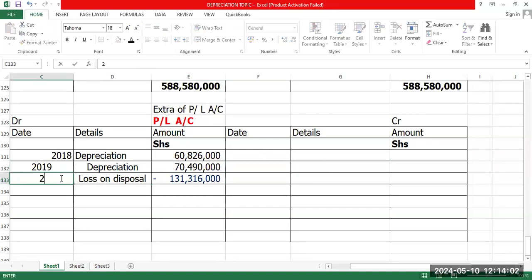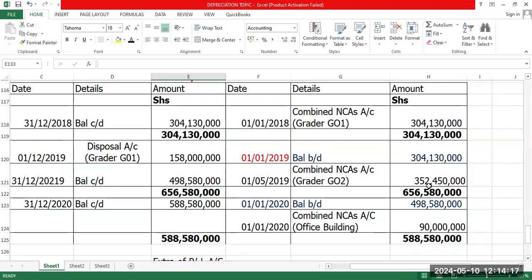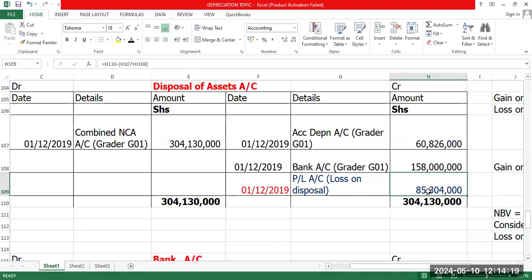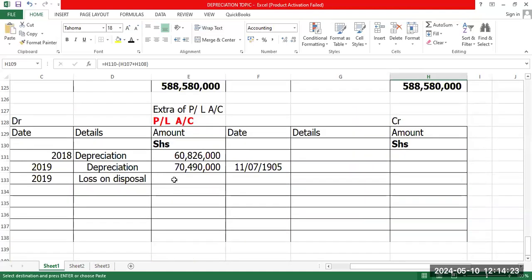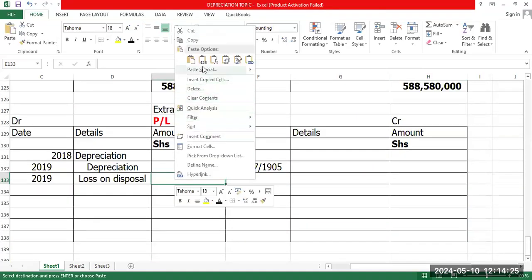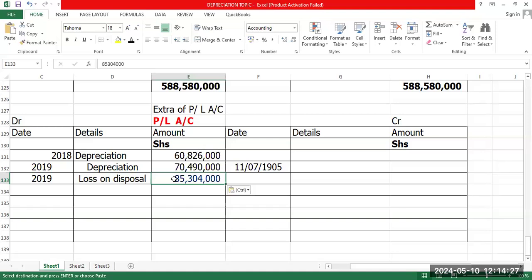This is 2019. If it was a gain on disposal, you put here 2019, then write gain on disposal. Loss on disposal is 8530 or something. Yes, Habe, 8530. The one you posted has a formula in it. So when you're pasting, you paste special. Good.